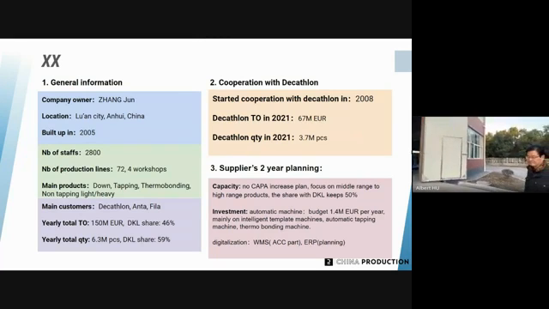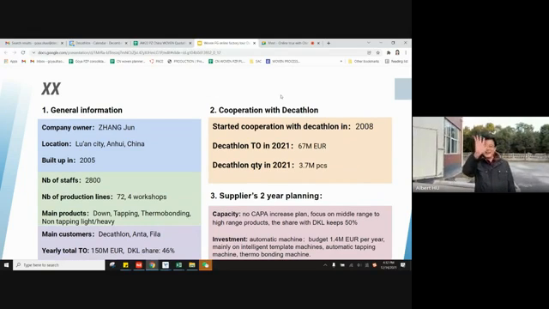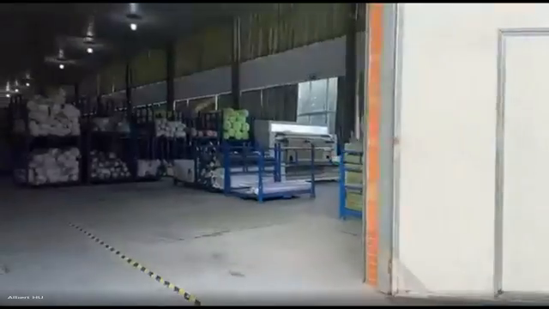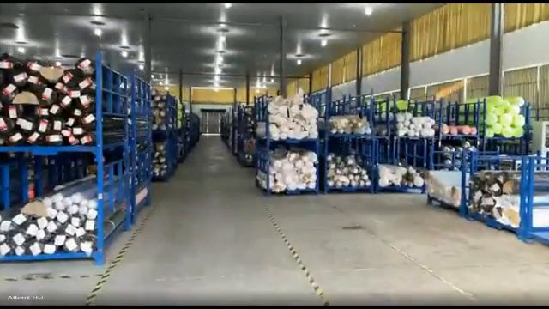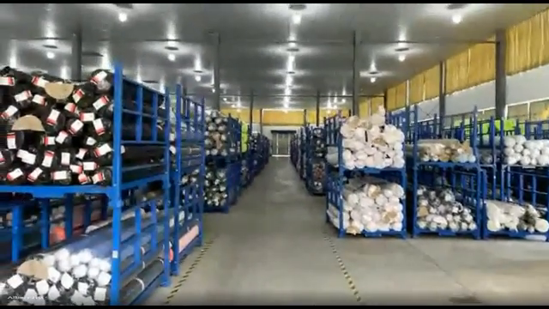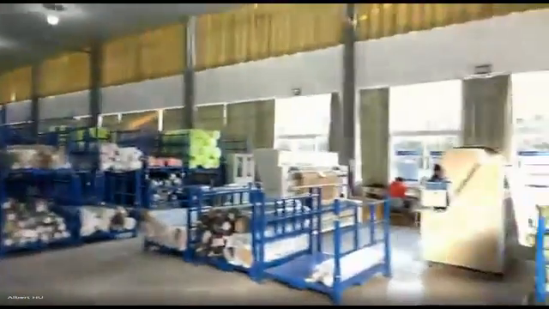Okay, now we will start. Thank you, Mr. Zhang. And now we will start the trip from the component warehouse. Okay, this is Xinxin's component warehouse, a very big one.